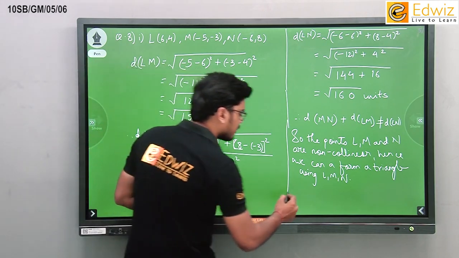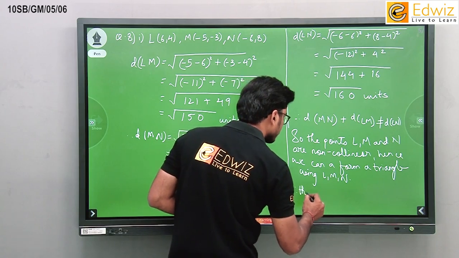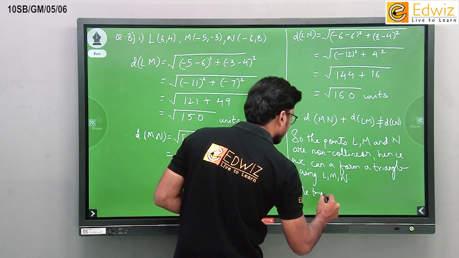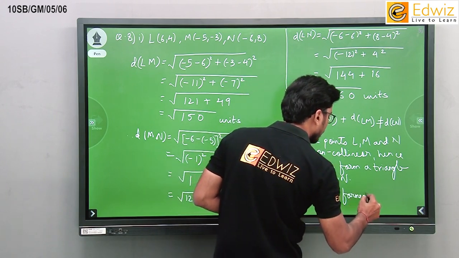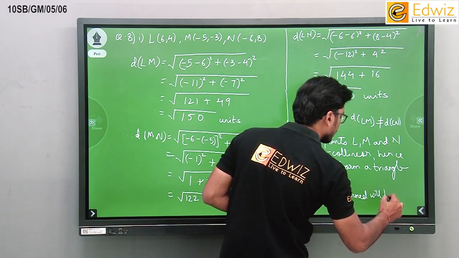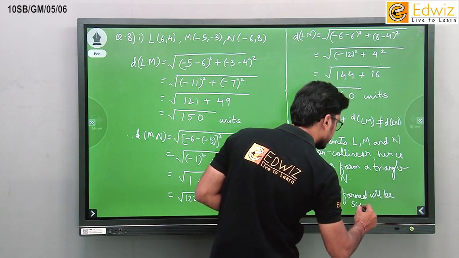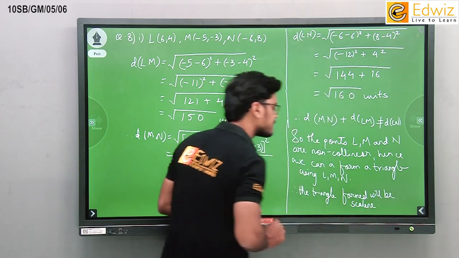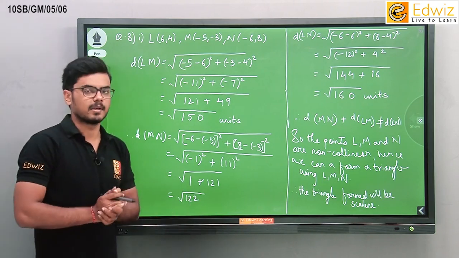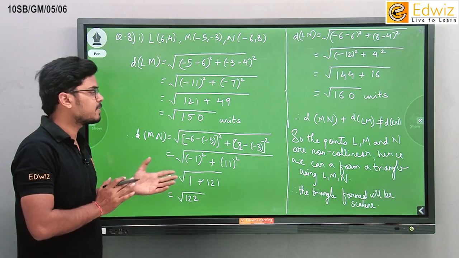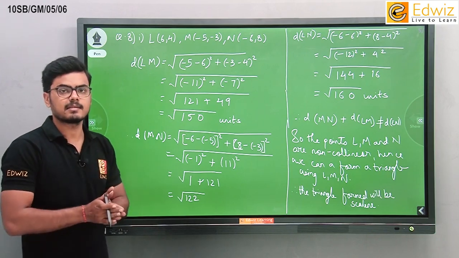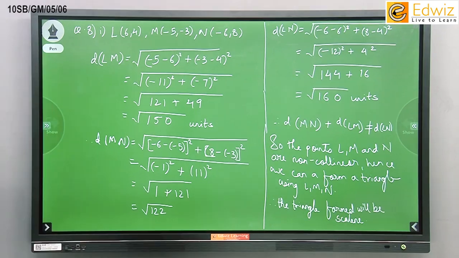Okay, the triangle formed will be scalene. In a scalene triangle no sides are equal. So this is the solution for question number 8, first one. Please make a note of this. I'll give you 30 seconds, then we'll move on to the next question.